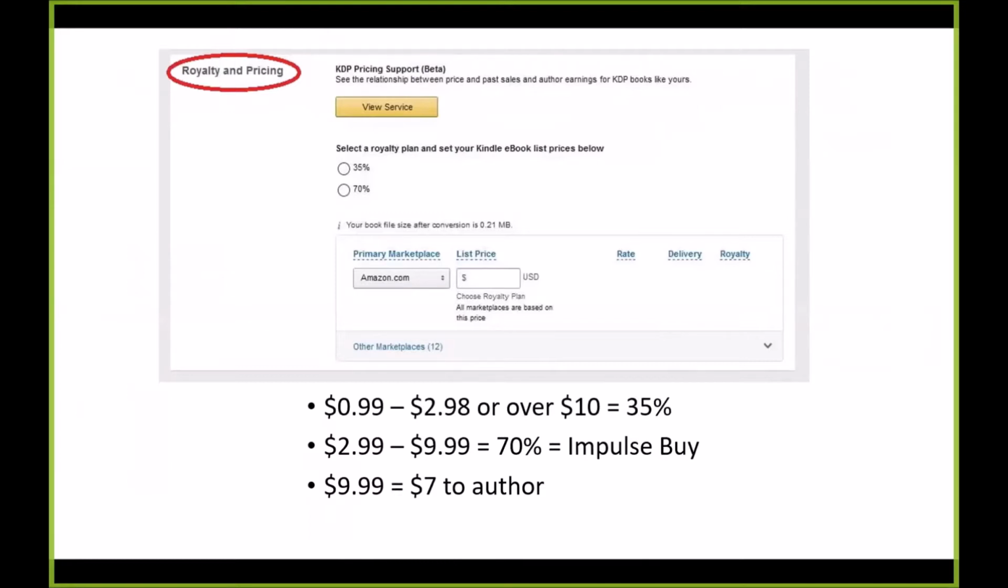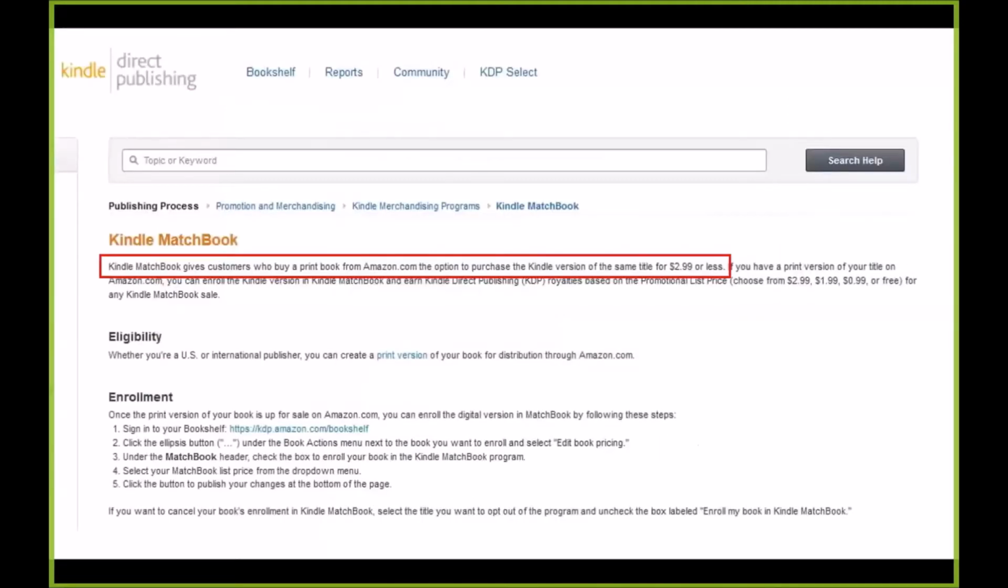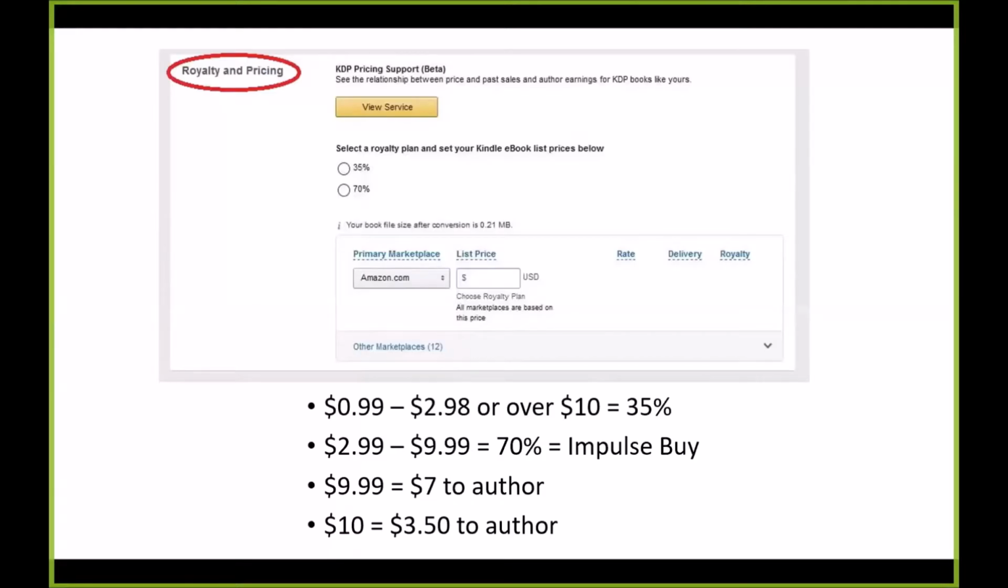It's actually about $6.96. But at $10, 1 penny more, you get $3.50. So which do you think they're pushing you to do, right? Obviously, $3 to $9.99 is the 70% royalty share, and that's where they want you to do it. Again, they consider it an impulse buy. Most people on Amazon don't think about a $5, $6, $7 sale. They want the book, boom, and they get it.